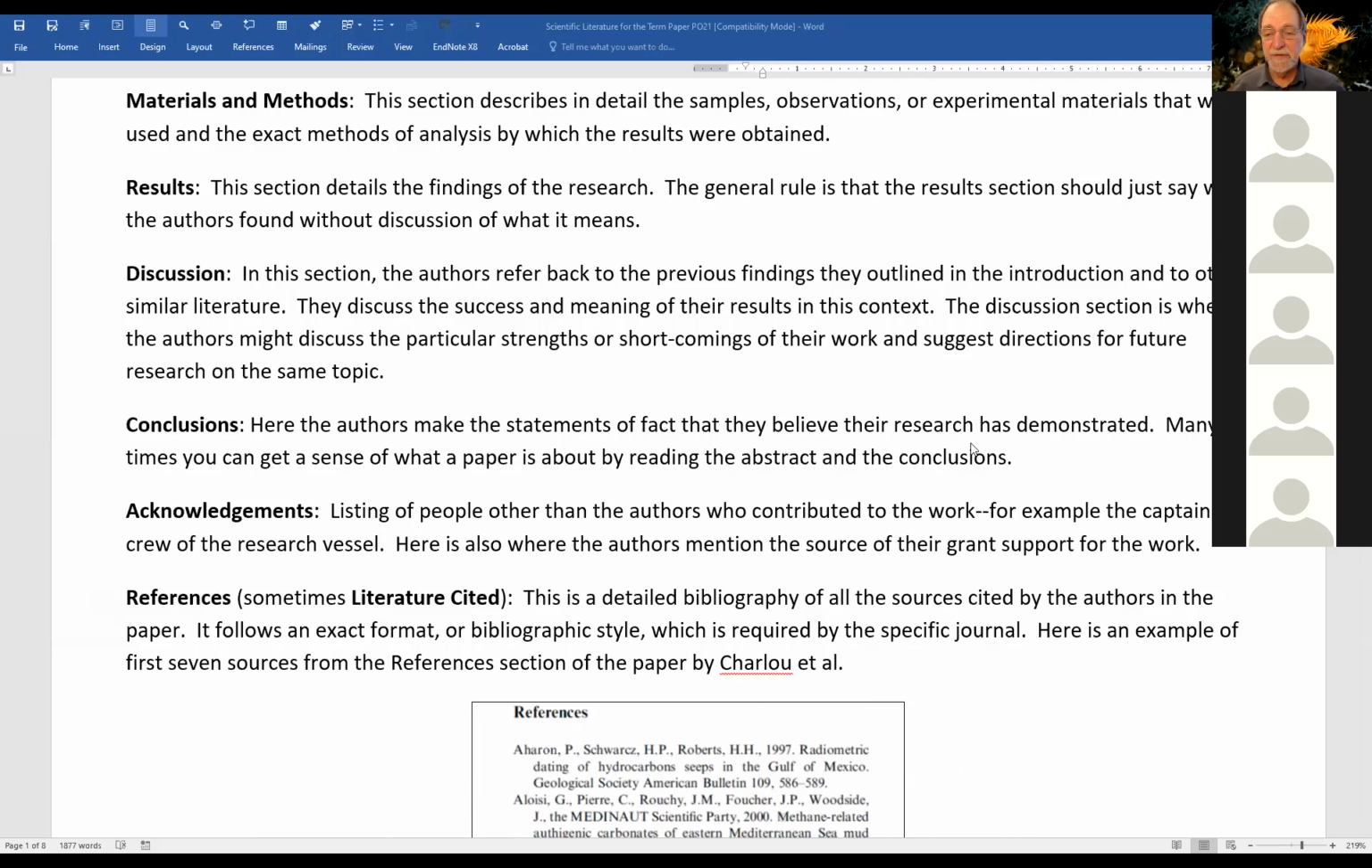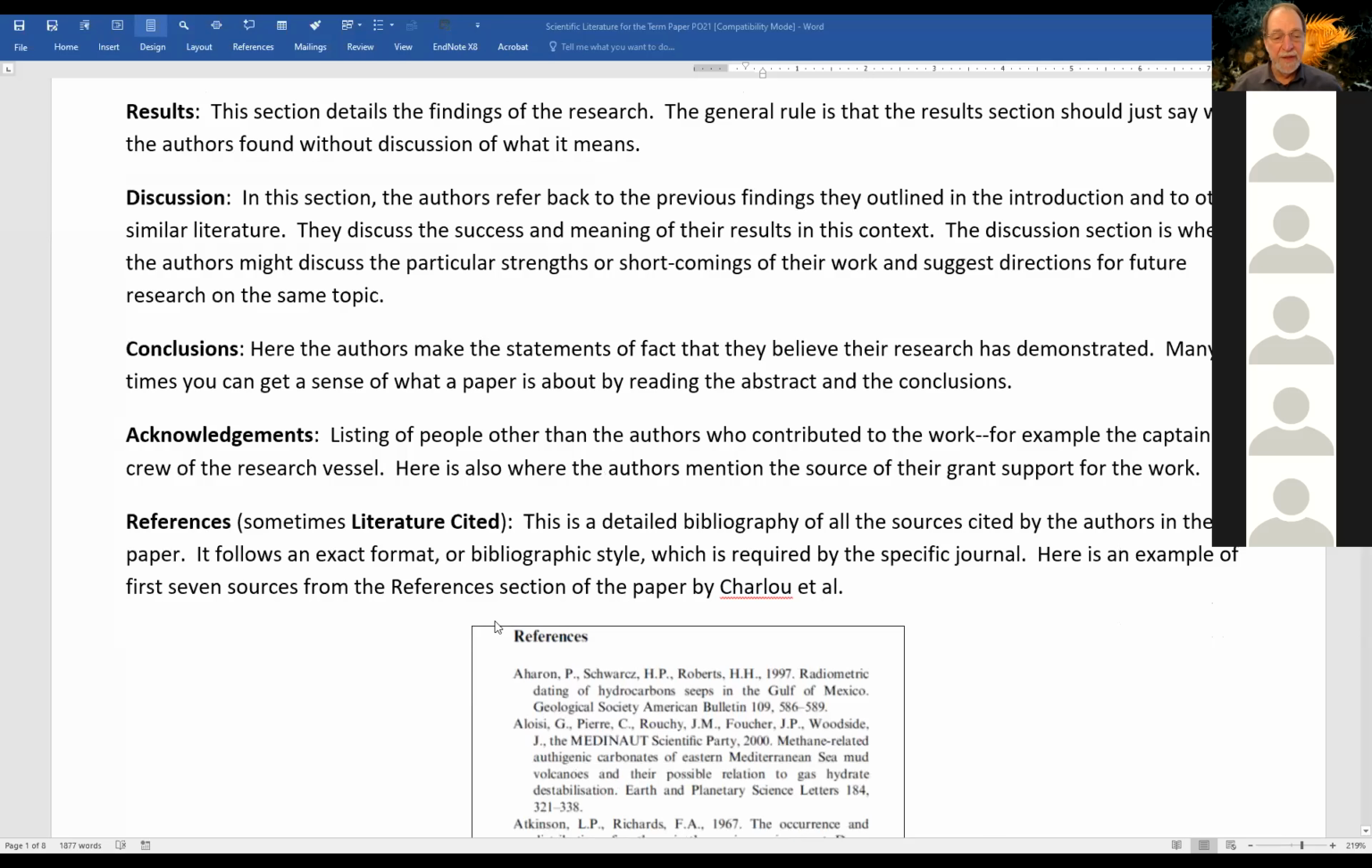So you make statements of fact about what other people have contributed to the work, the captain and crew of the research vessel. You mention where the funding came from to support the work and so forth. That comes in the acknowledgements. And then here's a really important part. This is the references, or sometimes called literature cited.